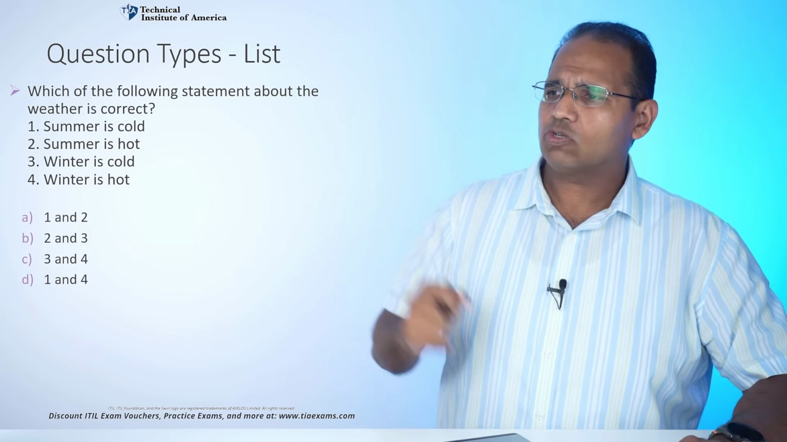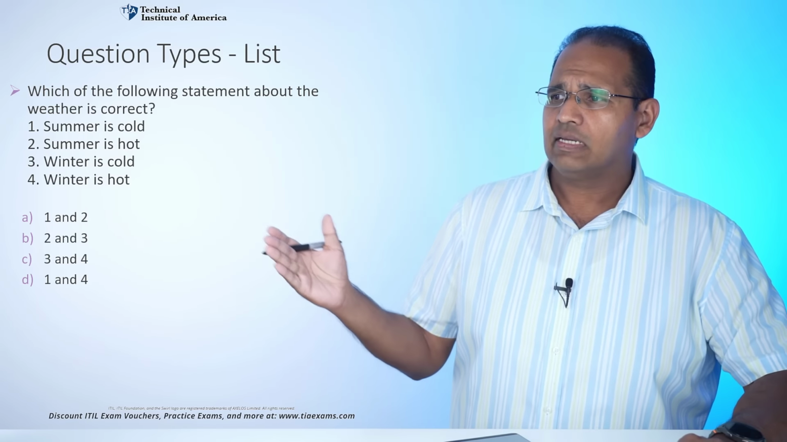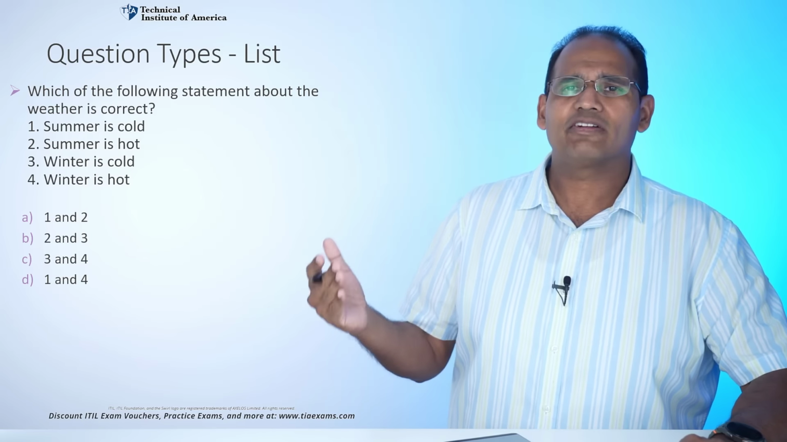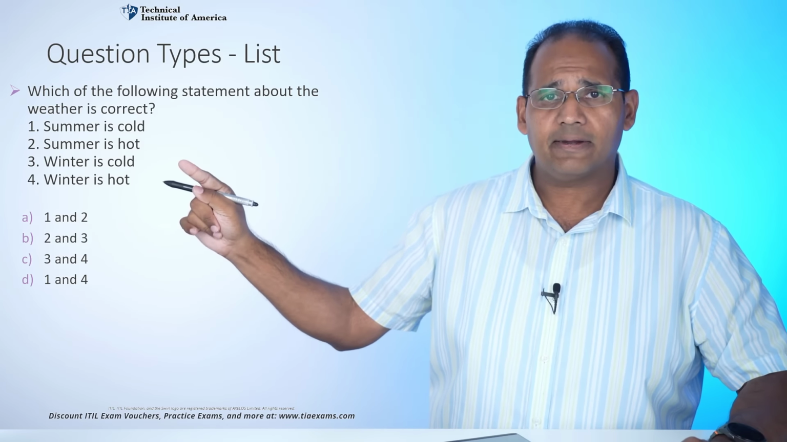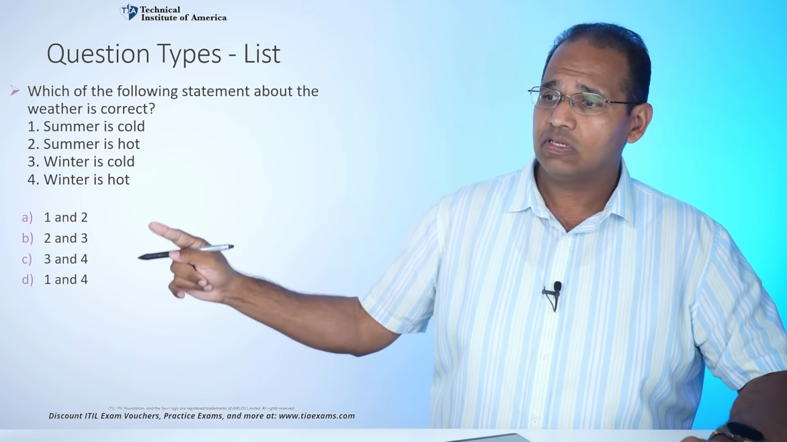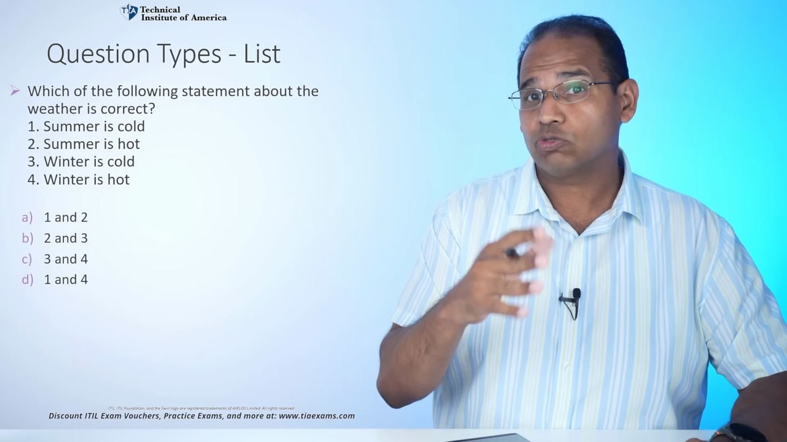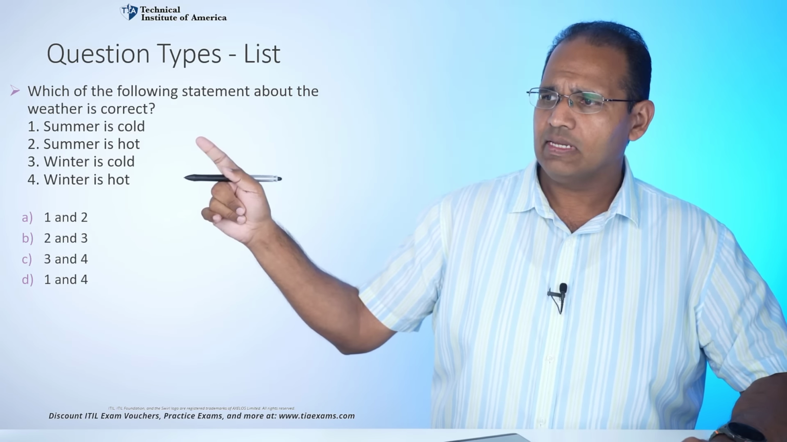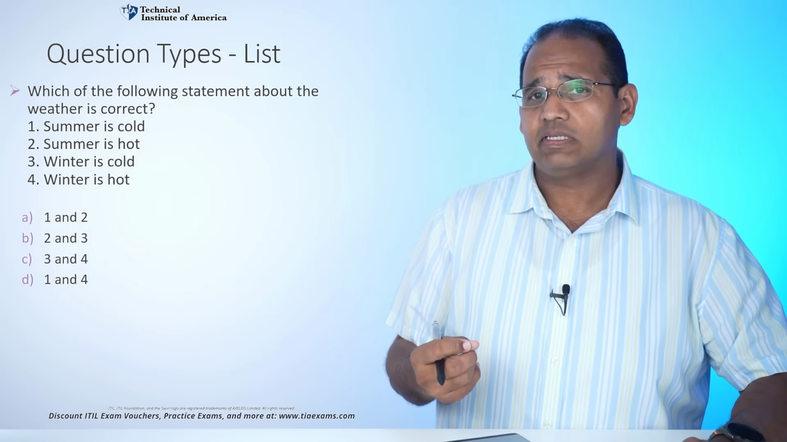The other one you have is what's called a list choice, and you're probably going to get about 3 of these kinds of questions. Which of the following statements about the weather is correct? And then they'll give you 4 statements, as you can see here, and you're going to have to choose from the choices which of these statements are correct, or sometimes they might say which one is incorrect. So, summer is cold, summer is hot, winter is cold, winter is hot. Which one of these would be correct?